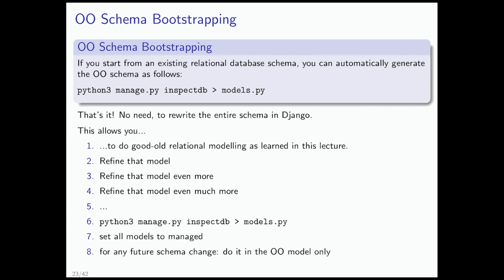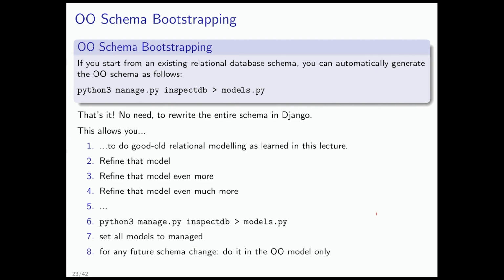You can generate the models.py automatically from an existing database schema, which is super cool. If you already have a database system with a schema, all you have to do is call this command. Yeah? inspectdb is the manage command, and then the output you send to your models.py. That's it. Here you go. I think by default the models are then set to unmanaged, so you might have to set them to managed again. I'm not sure about that. It's been a long time since I used that.